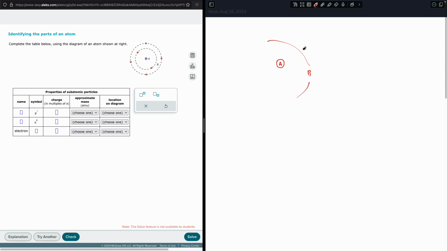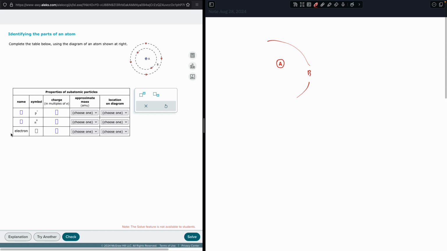And then what you're asked to do is, you've got these particles over here. Here's your name for the particles. What's the symbol for that particle, and what's the charge, approximate mass in AMU, and location on the diagram? So you might want to click on the explanation if you've never seen this before, and ask what's an electron, what's the symbol of an electron, what's the charge of an electron, and what's the approximate mass and location.